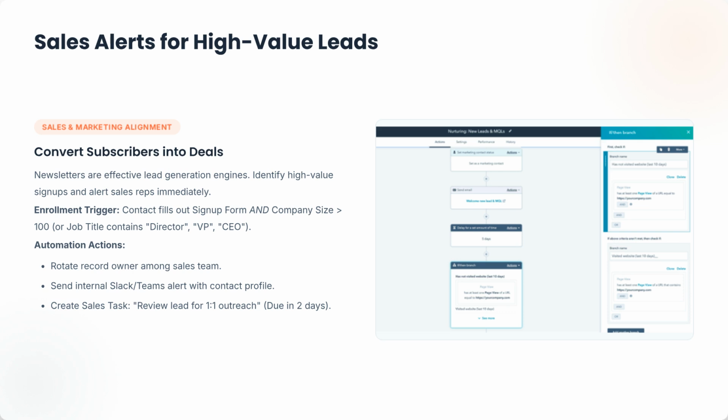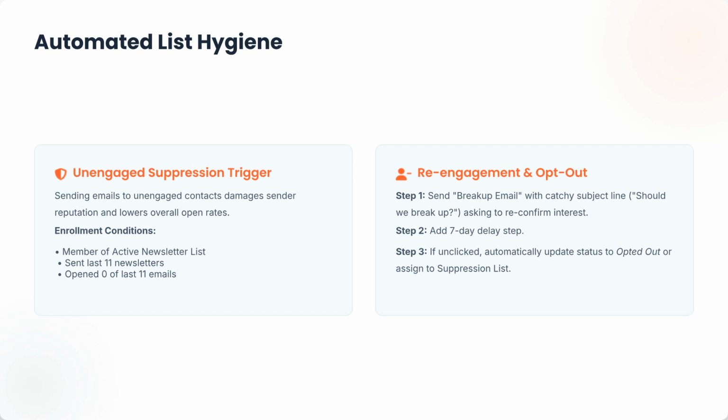Third, implement sales notifications for high-value leads. When a contact meets specific criteria, the system can automatically assign them to a sales rep, send an internal alert, and create a follow-up task. Finally, manage list hygiene to protect your sender reputation. Automatically suppress unengaged contacts or trigger a re-engagement breakup email to confirm interest before removing them from your list.